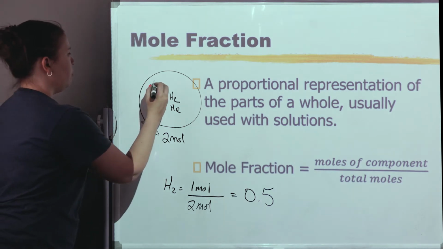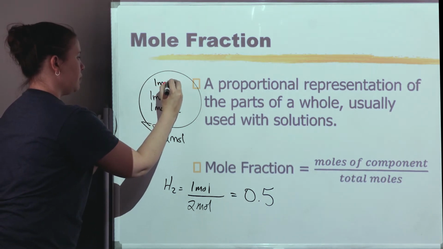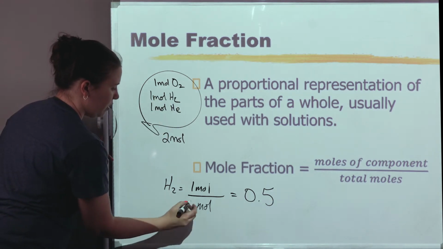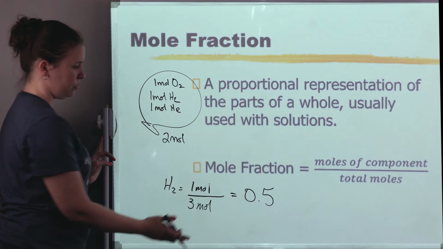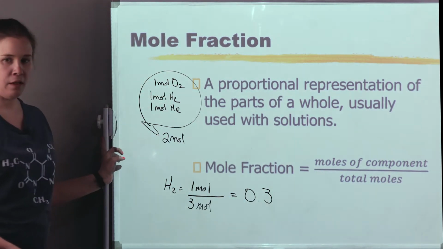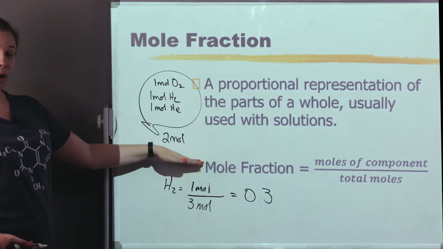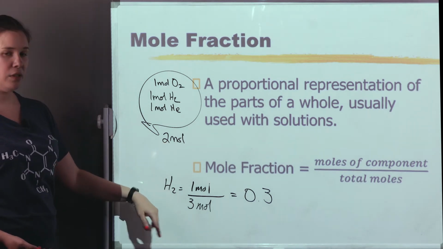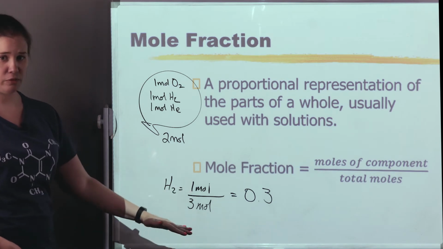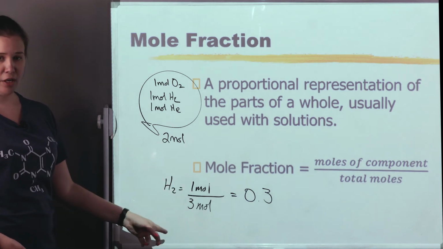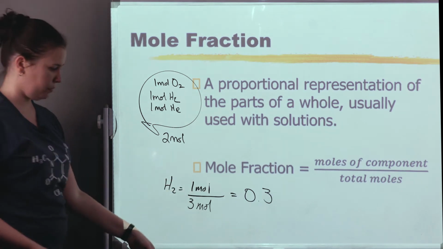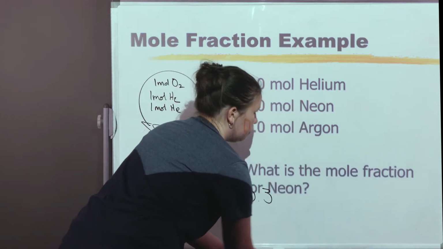If I added a third mole, let's say I also have a mole of oxygen gas in here, then I would be dividing by 3 total moles. And so my mole fraction would be 0.3. So it's just taking the part divided by the whole, but it's not a percentage. So you're not multiplying by 100. You just stop at the decimal version there. You don't leave it as a fraction. You don't take it all the way to a percentage. You leave it as a decimal. So that's our mole fraction.